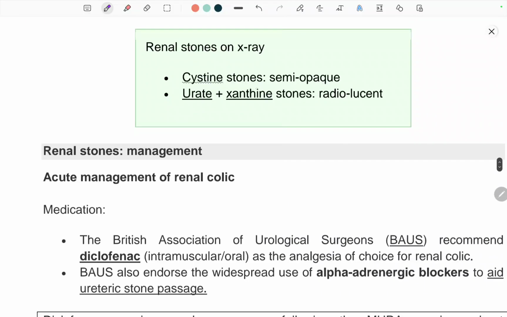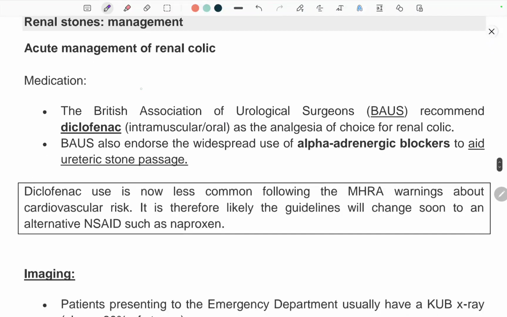On renal stone X-ray, cystine stones are semi-opaque, while urate and xanthine stones are radiolucent. Now, renal stone management, acute management. The British Association of Urology recommended diclofenac IM. Diclofenac IM is the analgesic of choice.